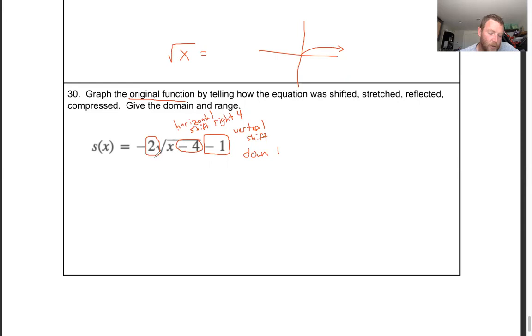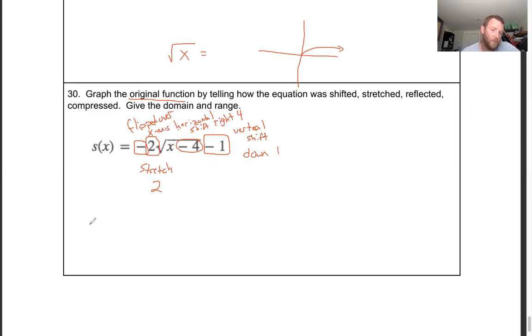This, just a 2, that's a stretch. That's the stretch or compress. It's compressed if it is less than 1, so if it's a fraction. So this is a stretch of 2. This means it's flipped over the x-axis.